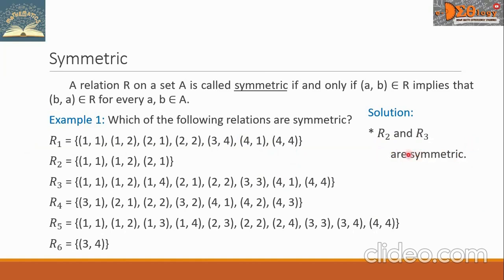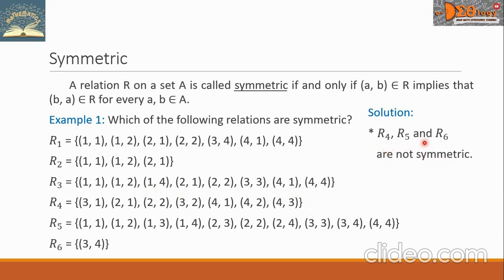Next, R2 and R3 are symmetric. Looking at our R2 here, there is an ordered pair (1, 2), and there is an ordered pair (2, 1). For R3, we have here (1, 2). Likewise, we have (2, 1). There is an ordered pair (1, 4), and also (4, 1) is present. So we say that R2 and R3 are symmetric.